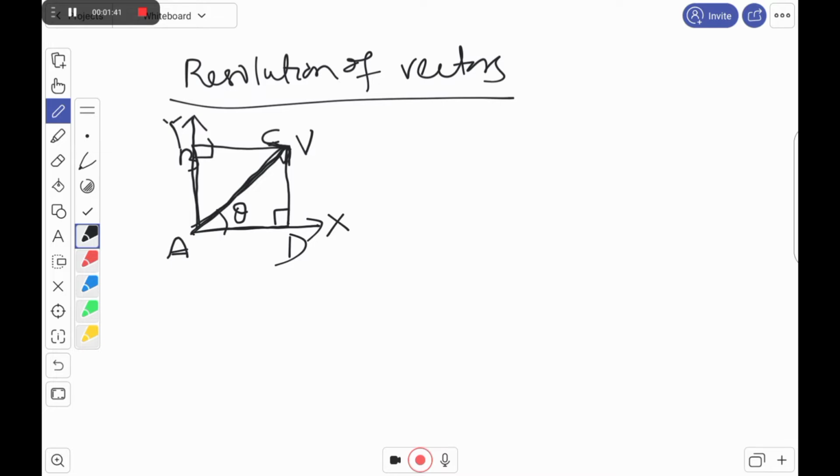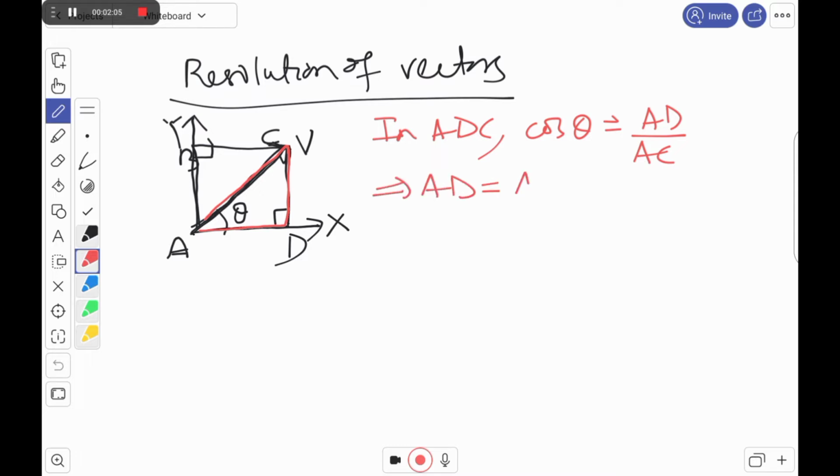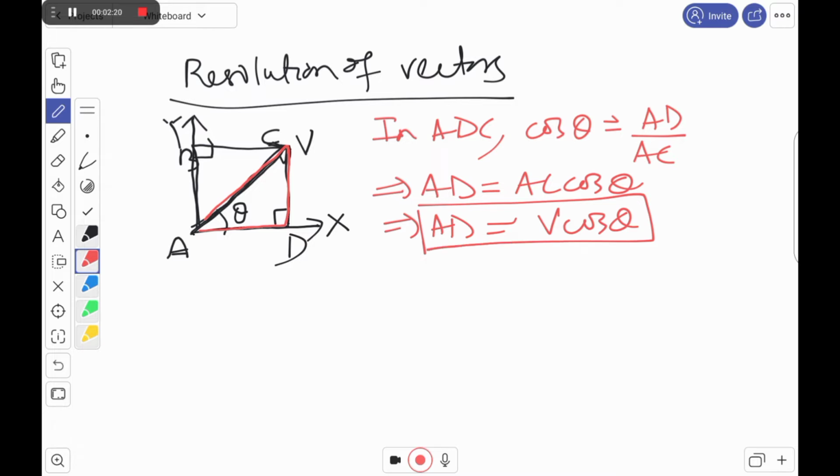How to find out this AB and AD? As you can see, ADC is a right-angled triangle. So in triangle ADC, what is cos theta, children? Cos theta will be how much? That is your base by hypotenuse, AC. So what is your AD now? AD will be AC cos theta. And you know AC is your V. So AD is equal to V cos theta. Okay, so we got now the component in x direction.